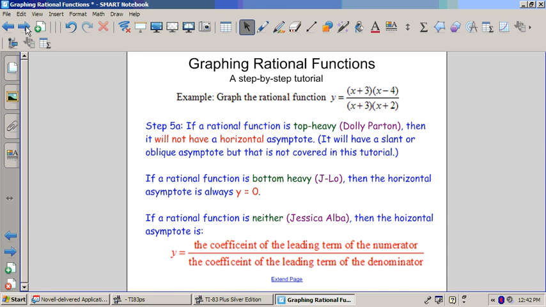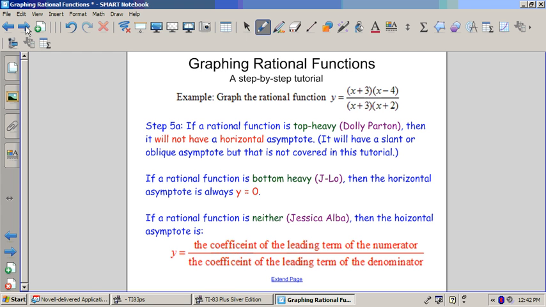Okay, now that I know if the graph is top-heavy, bottom-heavy, or neither, I can use that to determine what my horizontal asymptote looks like if it even occurs at all. If I have a top-heavy equation, I am not going to have a horizontal asymptote at all. It will have what's called a slant or oblique asymptote, but I'm not going to do that in this tutorial. Possibly in a later tutorial I'll show you how to find the slant or oblique asymptote.